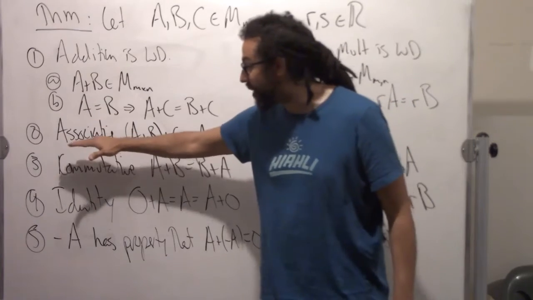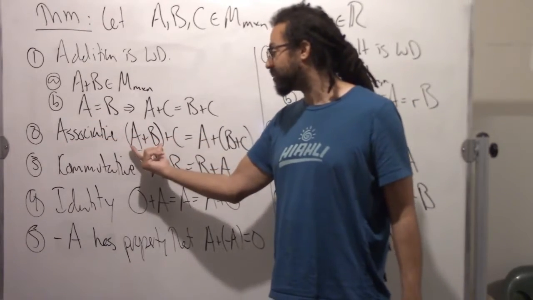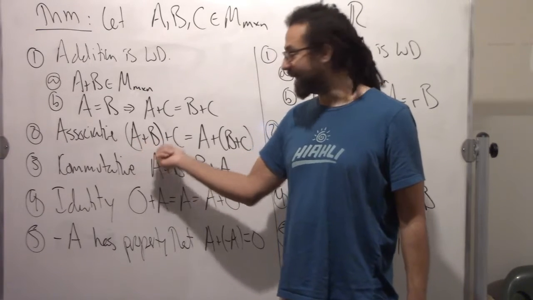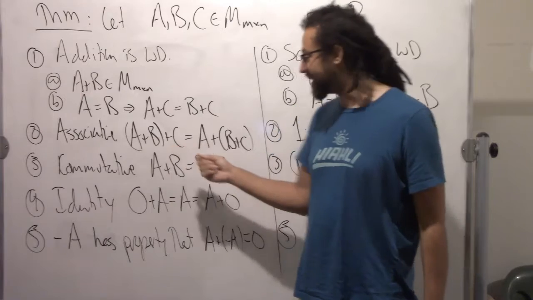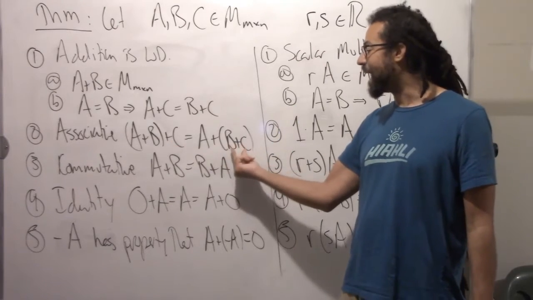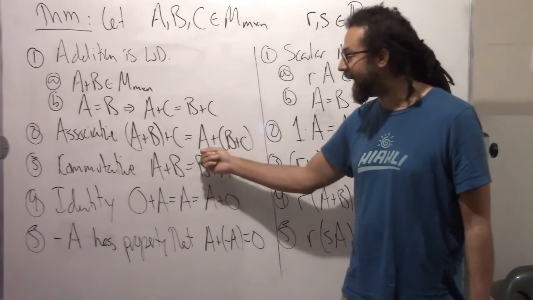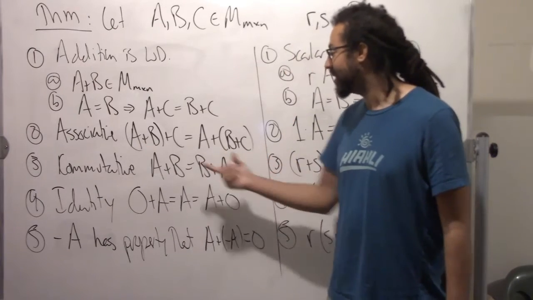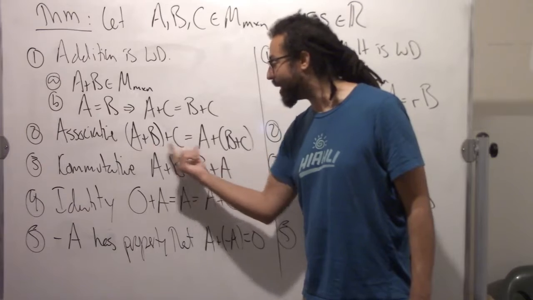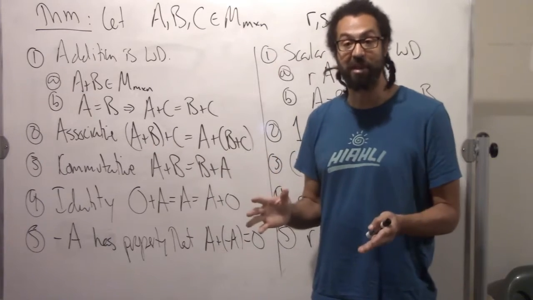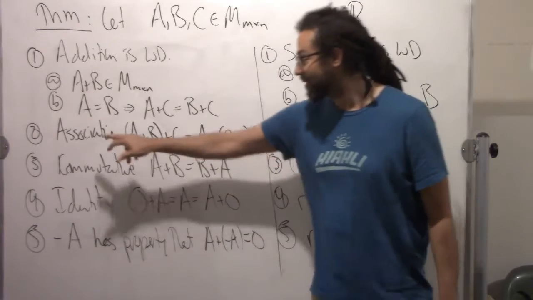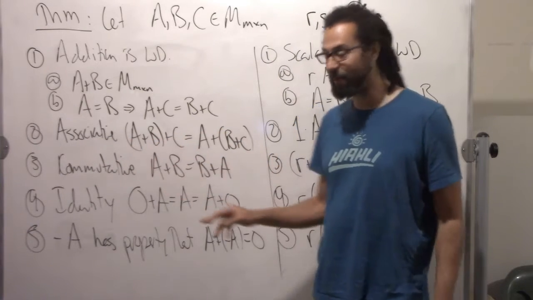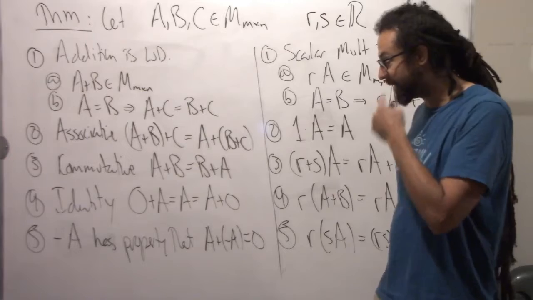Okay, moving on. Item 2, the associative property for matrices. If I add A and B together first and then add C to the result, that's the same thing as if I add B and C together first and then add A to the result. Notice the order does not shift. What does shift is where we write the parentheses, so how we associate, not how we order. So just keep in mind the associative property is about how we associate matrices via addition.